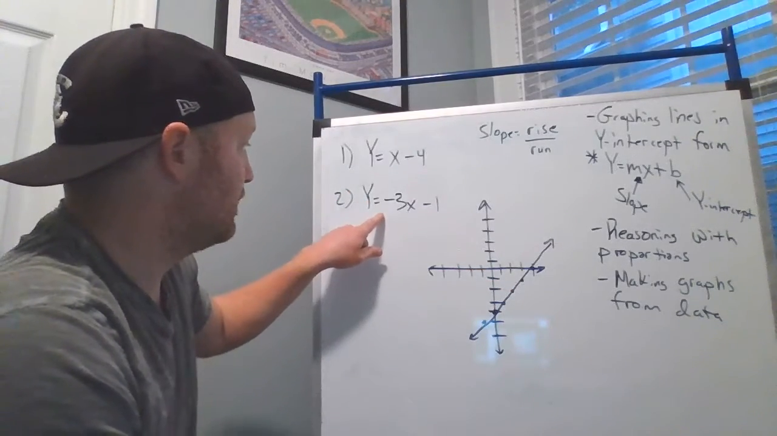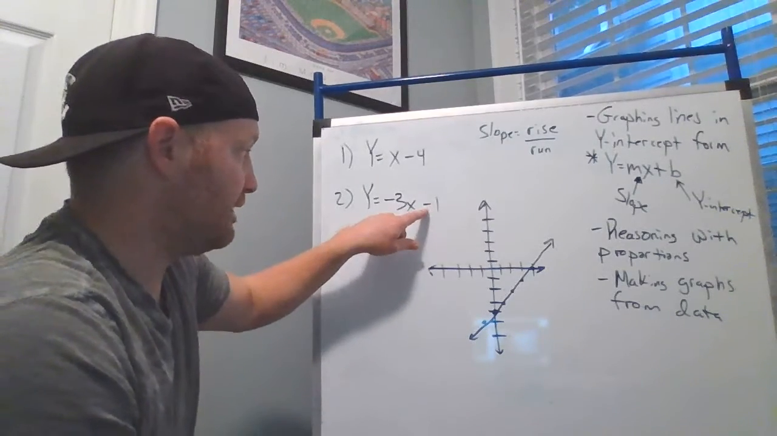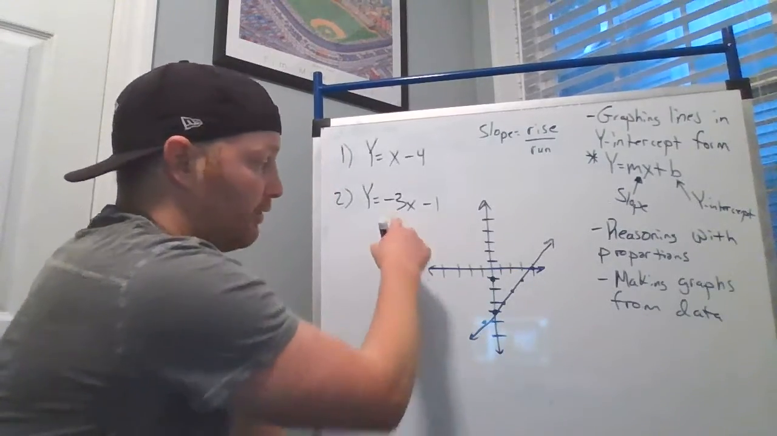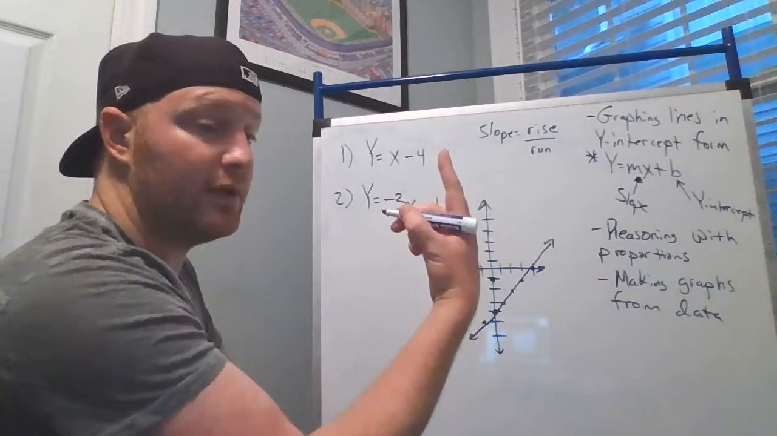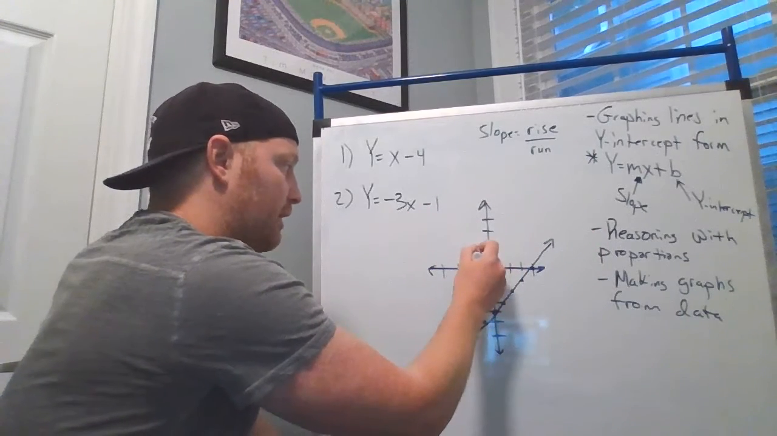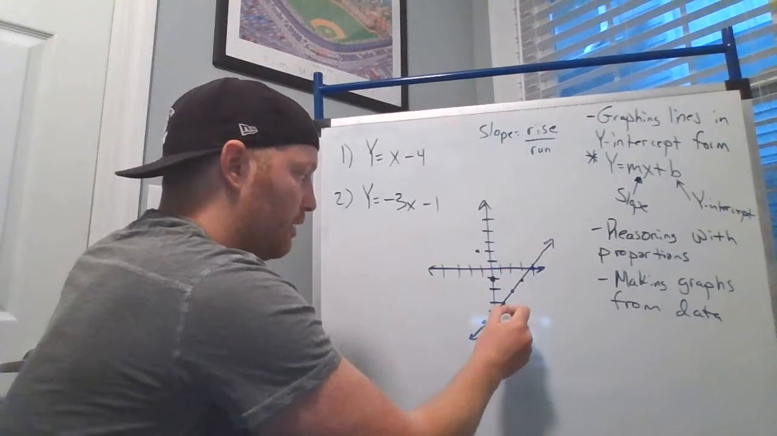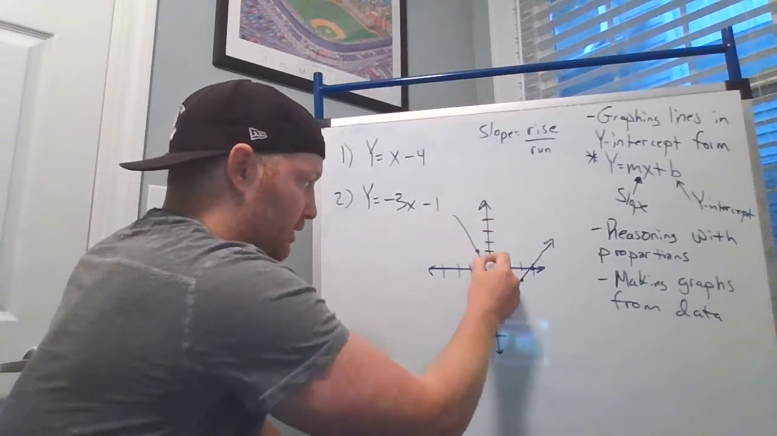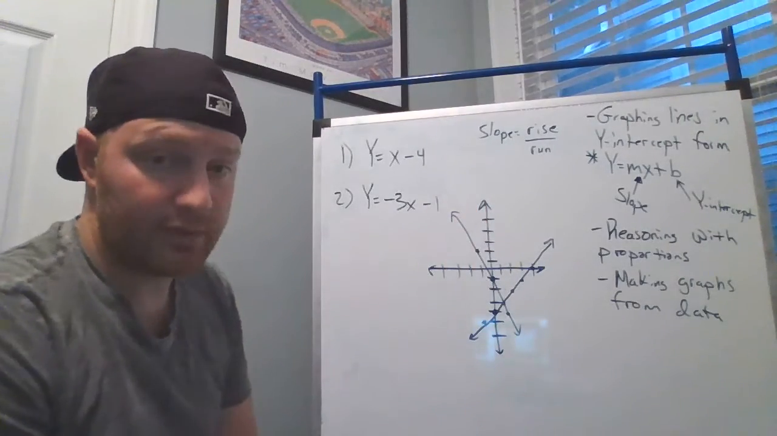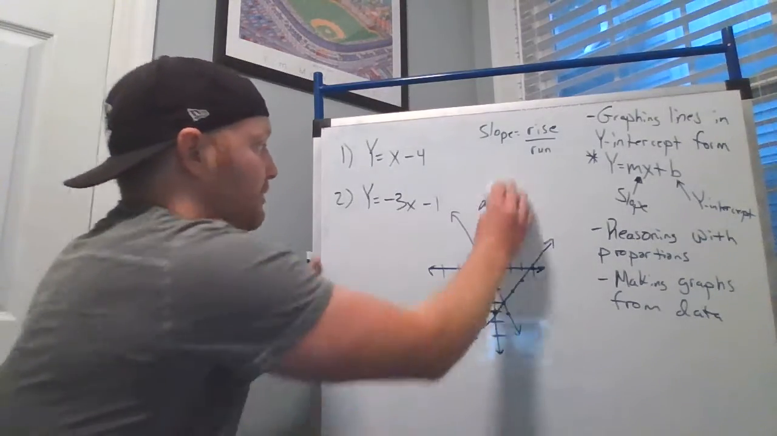Now let's do this one. Y equals negative 3x minus 1. I start at the negative 1 on the y-axis. My slope is negative 3. That means go up 3 and go left 1. 1, 2, 3, left 1. Back to my starting point. 1, 2, 3, right 1. And there is that. I'm going to do 2 more examples, and then I'm going to let you guys see the next piece of the lesson. Okay?